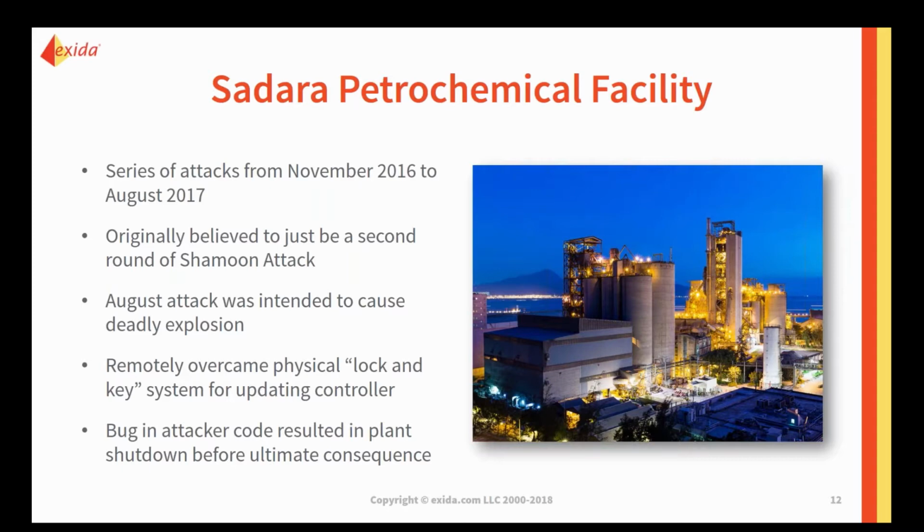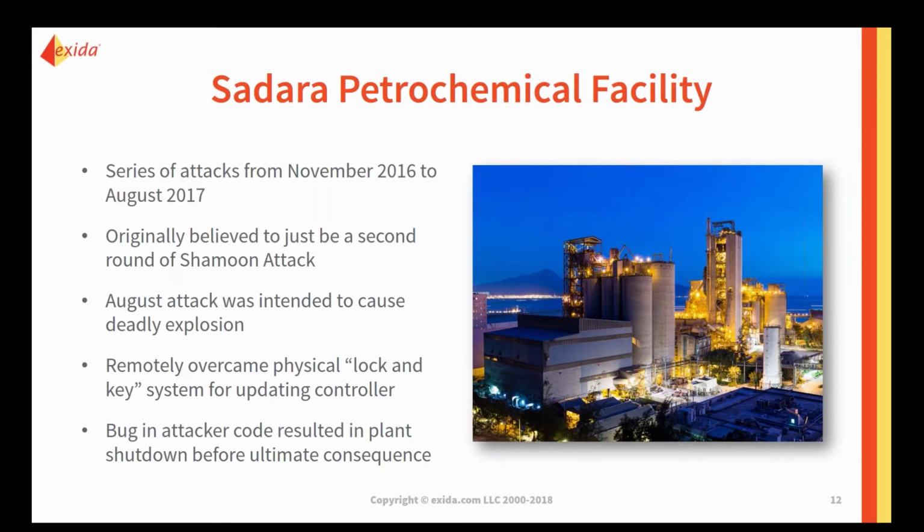But as investigators went in and did a more thorough review of the code, they found that within this second string of attacks, there was actually one attack that was trying to cause a deadly explosion. So, manipulate the physical plant in such a way that the process equipment would fail and there would be an explosion that would likely have multiple fatalities.